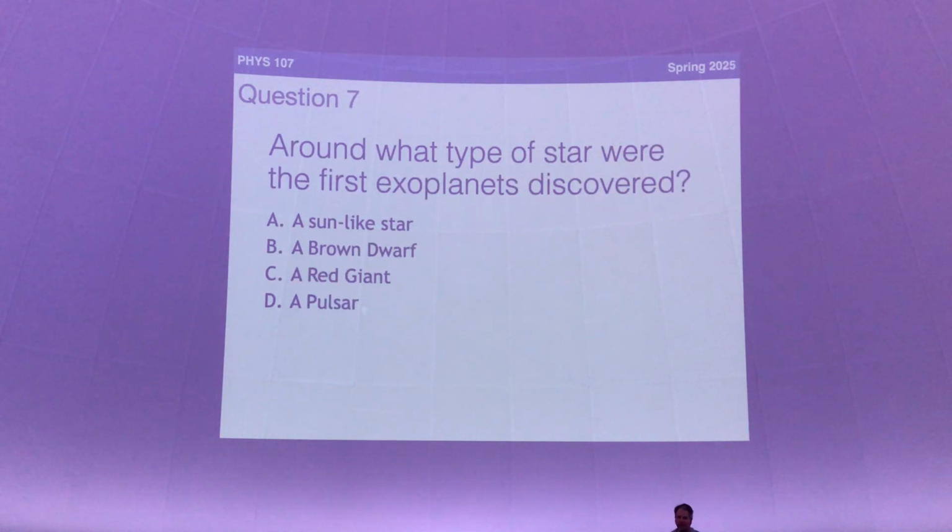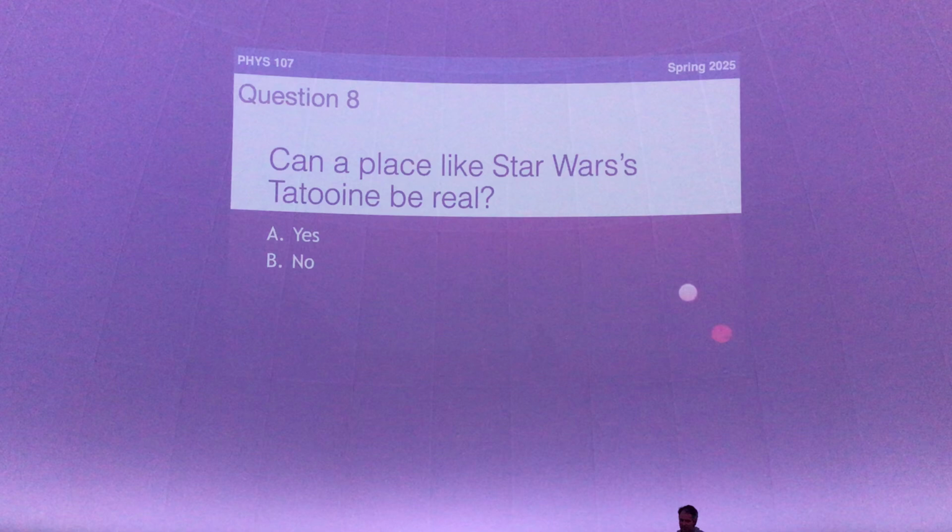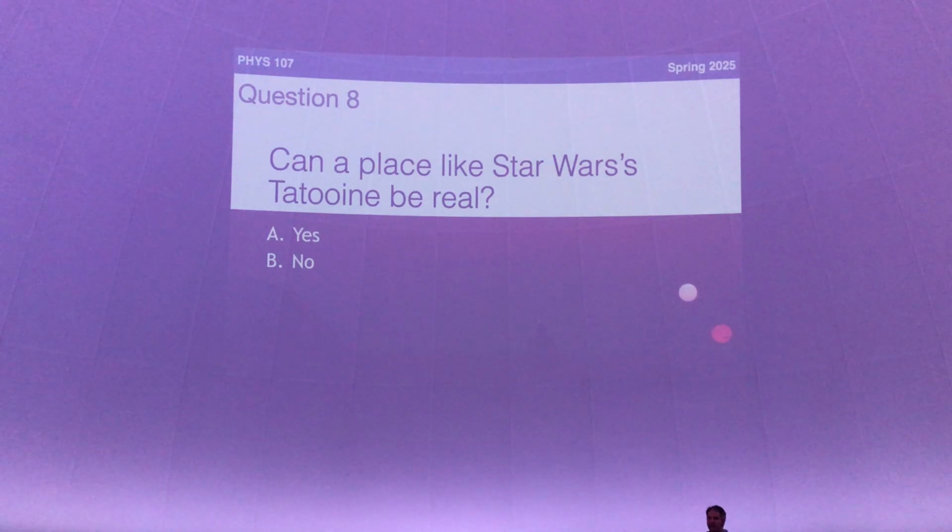Okay. Around what type of star were the very first exoplanets discovered? Can you remember that? A sun-like star, a brown dwarf, a red giant, or a pulsar? 1, 2, 3. I've got a mix of answers here. The very first ones were around pulsars, but again, that's sort of like a factoid, so I would be jumping there to ask those.